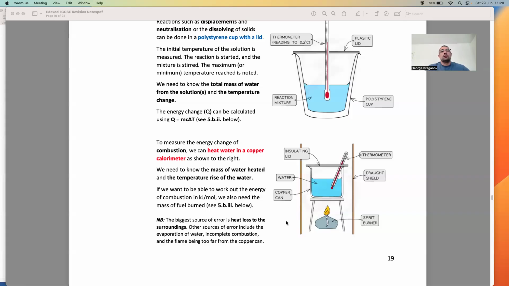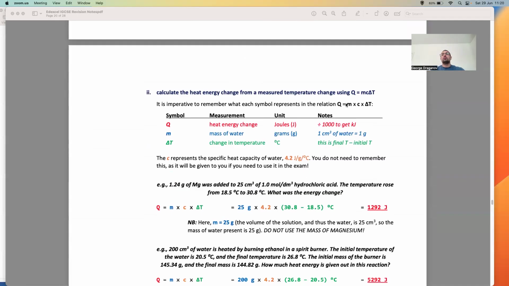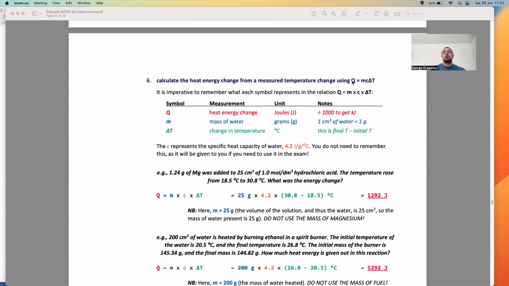Now, how to actually calculate it? You use this famous equation: Q, energy change, equals mc delta T. Q is the energy change and it's in joules. If you want it in kilojoules, you have to divide it by 1,000. The delta T is obvious, it's the change in temperature, which is done by taking the initial away from the final. Now, m stands for the mass of your solution.